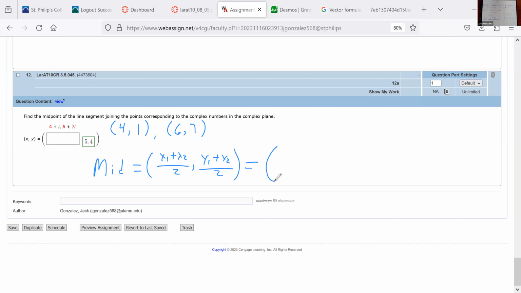So this will be 10. Well, let's show the work because 4 plus 6. 6 plus 7. That'll be 5. Hold up. Oops. That should be a 1. Be 8 over 2, 4. That's it.